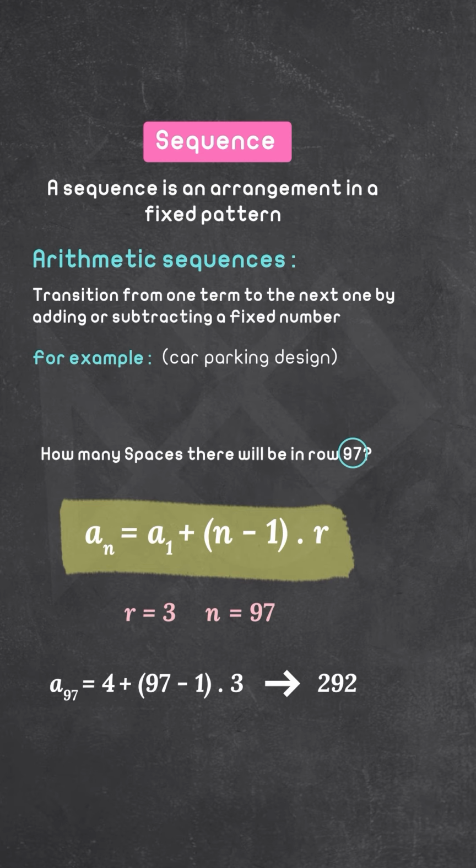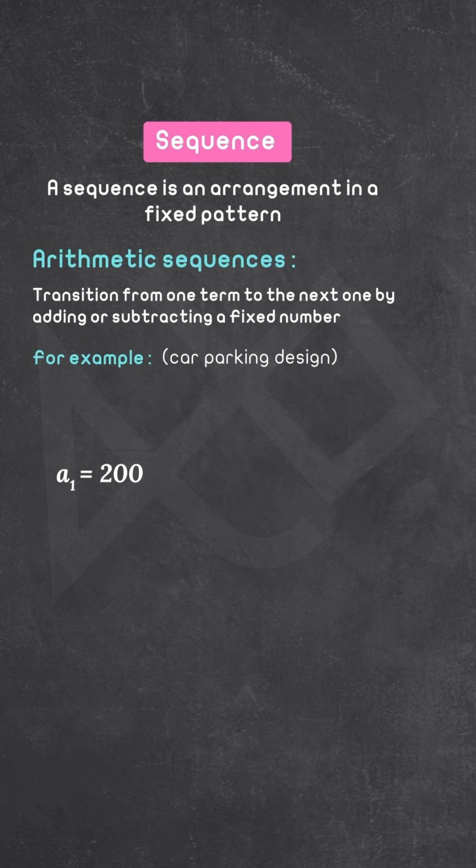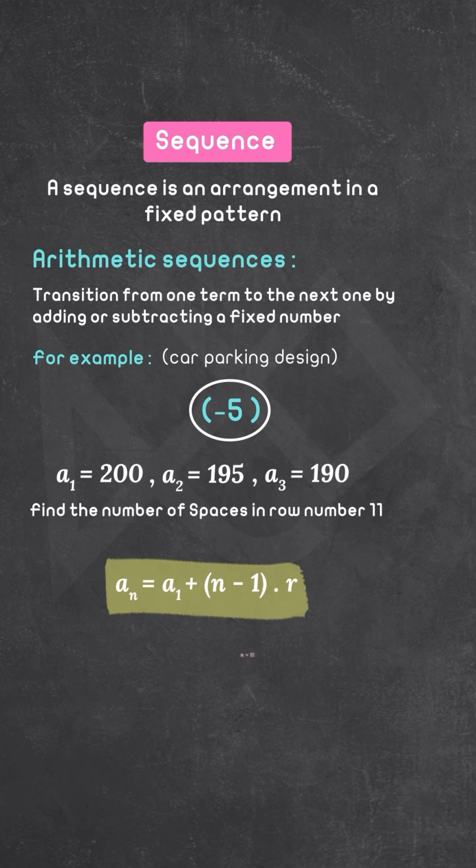Now let's reverse the scenario. Suppose we decide to have 200 parking spaces in the first row, and then to transition from one row to another, we subtract 5 spaces. So the second row will have 195 spaces, and the third row will have 190, and so on. This also forms an arithmetic sequence where the difference between each row and the next is minus 5. If we are asked to find the number of spaces in row 11, we again substitute into the formula with n equal to 11 and the difference d equal to minus 5.